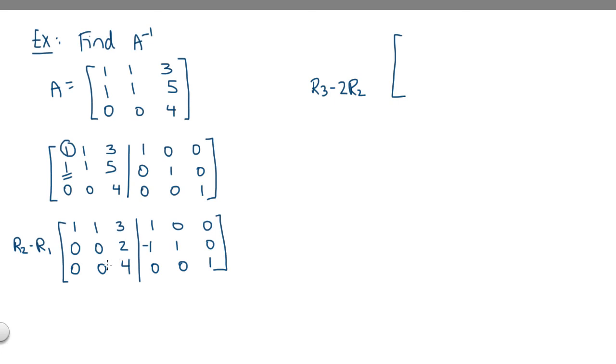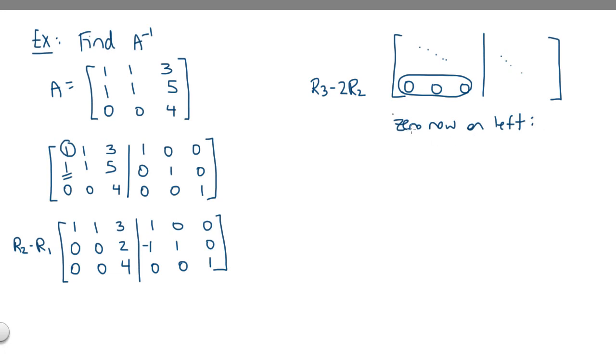So doing row 3 minus 2 row 2 is going to give us a row of zeros on the left-hand side. At this point, it doesn't matter what the top 2 rows here are. It doesn't matter what this right side looks like. We've got a 0 row on the left. That tells us that we cannot make the identity matrix on the left side. And we can conclude that A inverse does not exist.